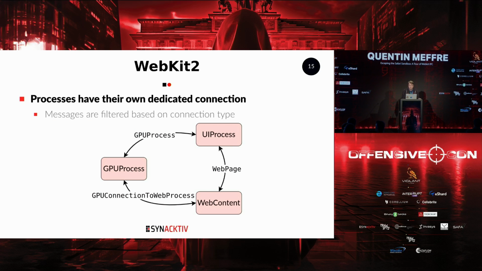WebKit also allows filtering messages based on the connection type of a process. For example, the UI process has a GPU connection type with the GPU process, which allows it to send privileged messages. For example, it can enable or disable sensitive features inside the GPU process, while web content only has a GPU connection to web process connection type, which disallows it from sending privileged messages to the GPU process.